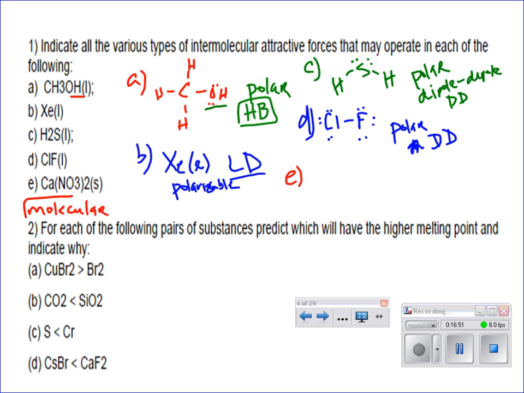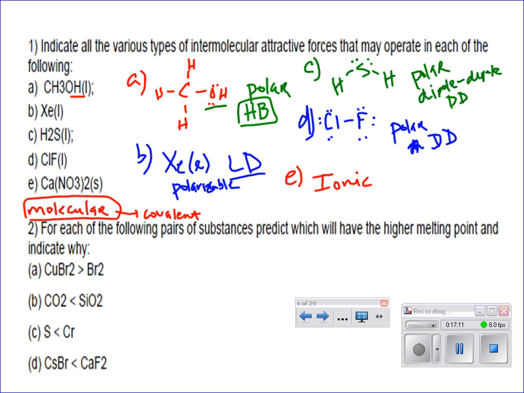Intermolecular. Molecule. Molecule usually means covalent. What is E? Say it, Julian. E is ionic. If it's ionic, there is no intermolecular force because it isn't a molecule. They can't have intermolecular forces.